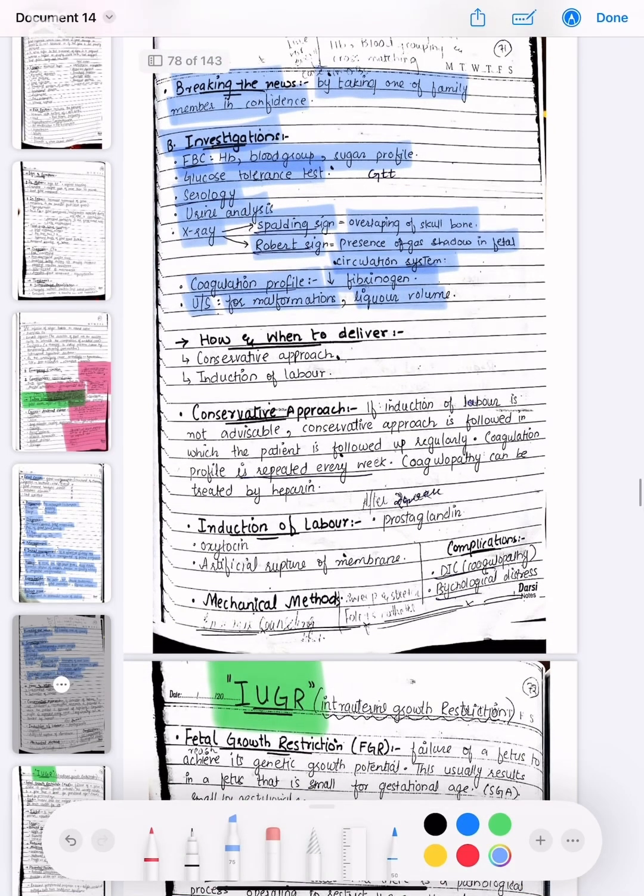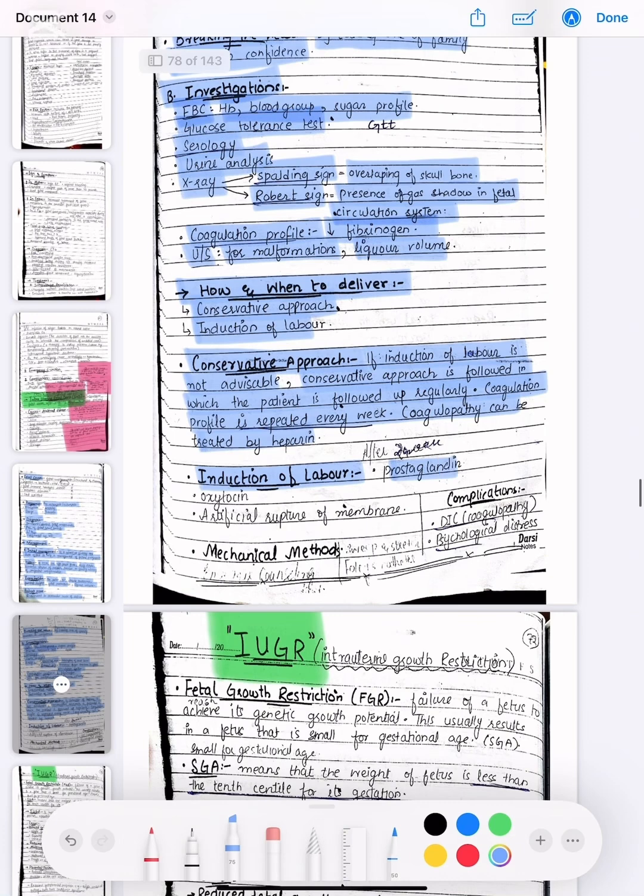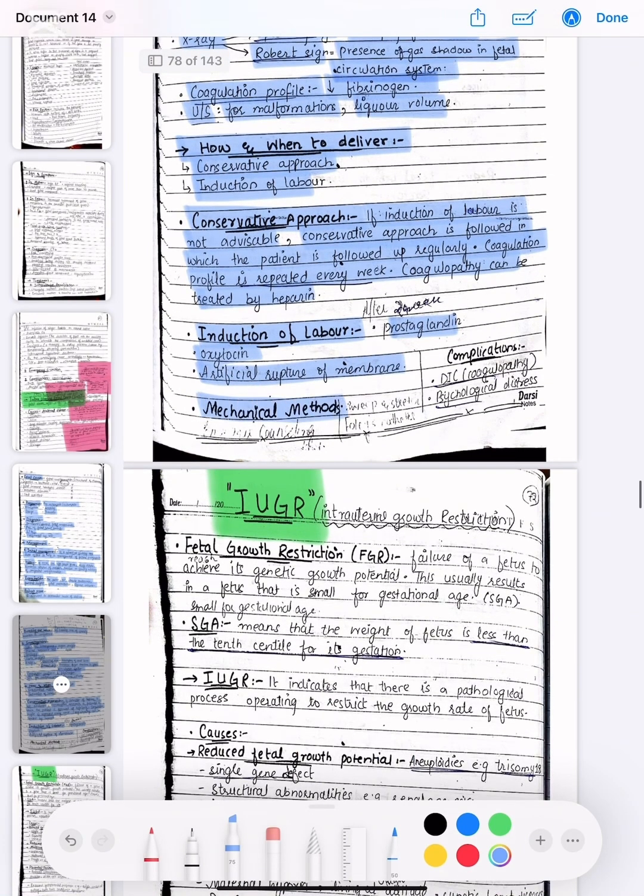So the conservative approach is done and induction of labor is done. The conservative approach is that if induction of the labor is not advisable, then conservative approach is followed, in which the patient is followed up regularly. Coagulation profile is repeated every week, and coagulopathy can be treated by heparin. The induction of labor is done by prostaglandin, oxytocin, and artificial rupture of the membrane. And the mechanical methods are sweep and stretch, and Foley's catheter is used, and complications are DIC, that is coagulopathy, and psychological stress.